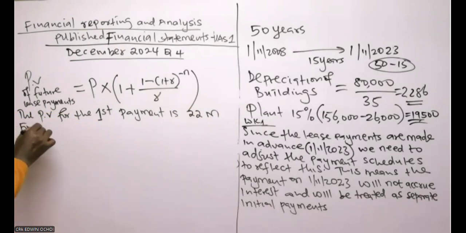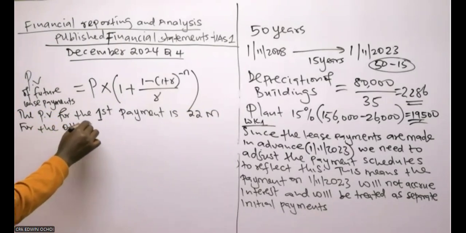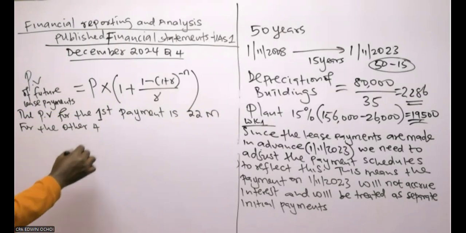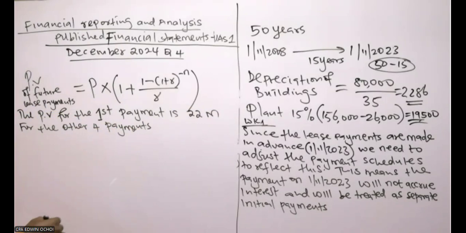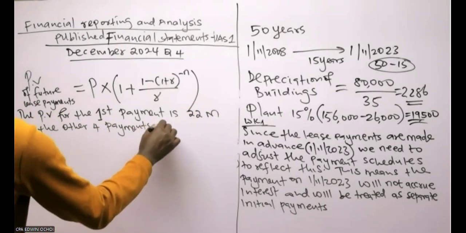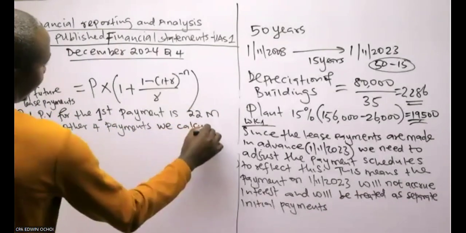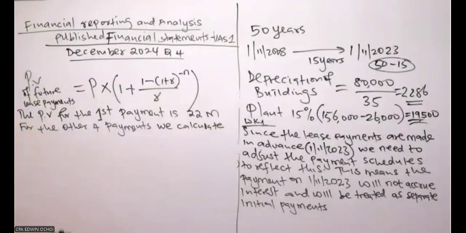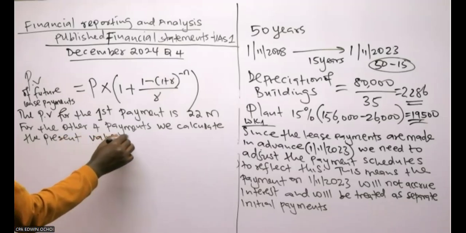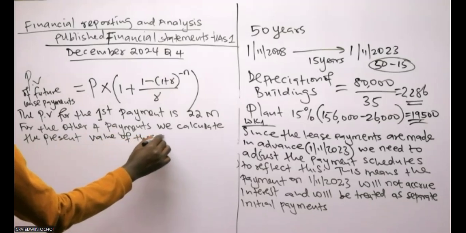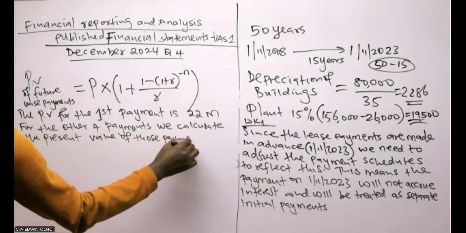Then now for the other 4 years, for the other 4 payments, because it was 5 years, we calculate the present values of those payments.